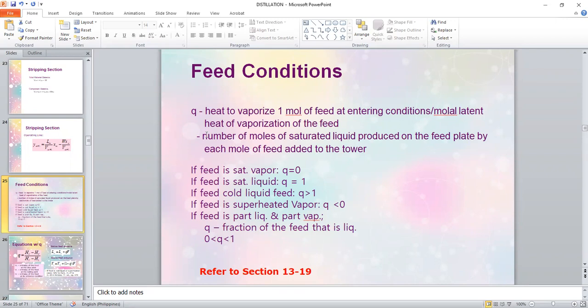So McCabe defines it differently. Geankoplis defines it differently. So if you get a problem from McCabe, it will ask a totally different question in relation to feed condition. If you get a problem from Geankoplis, it will also ask a different style of question. It will have a different style of questioning regarding the feed condition.